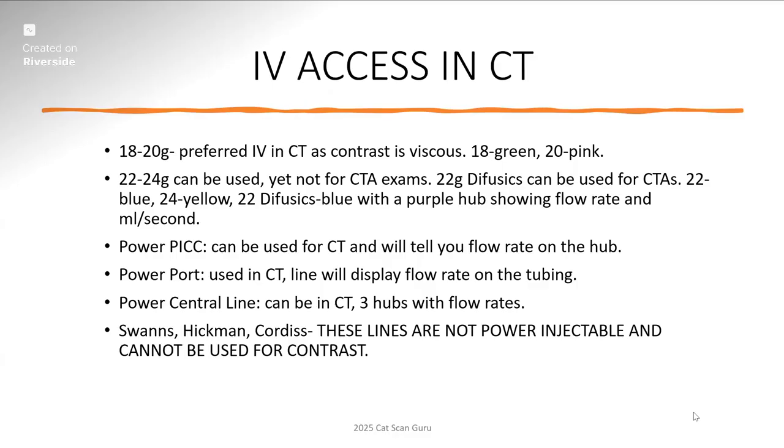Now, we also have power central lines, okay? These are very common. These are power central lines that have come out. It's 3 hubs, usually a blue, a white, and a brown. They can be used in CT, and on the hubs, it tells you the flow rate, okay? These have been tested by MedRad, and we can go ahead and use these 3 types of access.